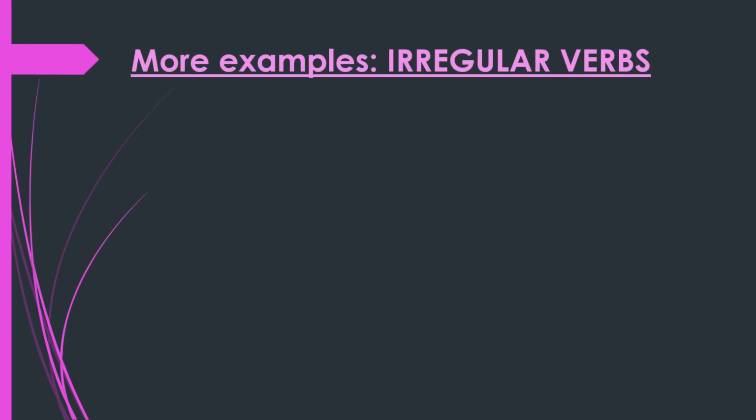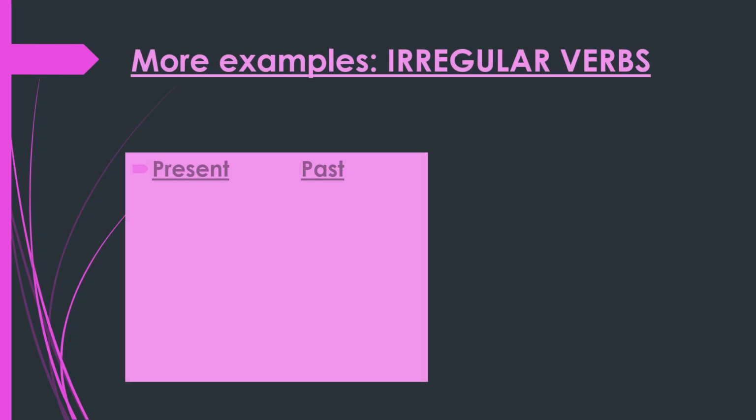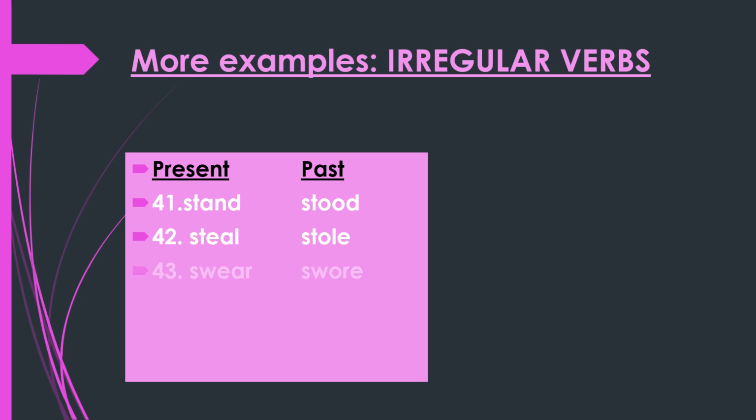Here are the last few examples of irregular verbs in the simple past tense. Number 41 is stand, that is S-T-A-N-D. It becomes stood in the simple past tense, that is S-T-O-O-D. Number 42 is steal, S-T-E-A-L. It becomes stole in the past tense, S-T-O-L-E.